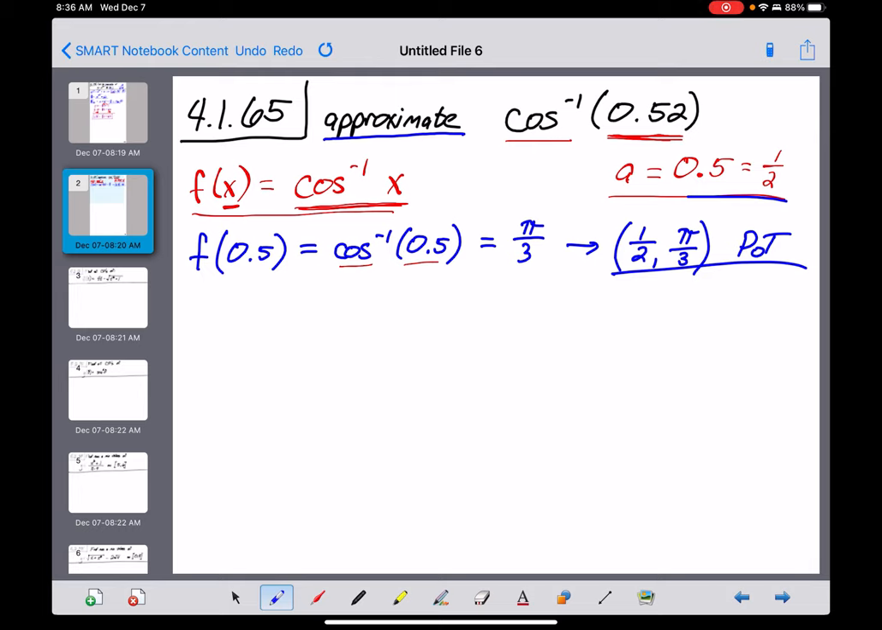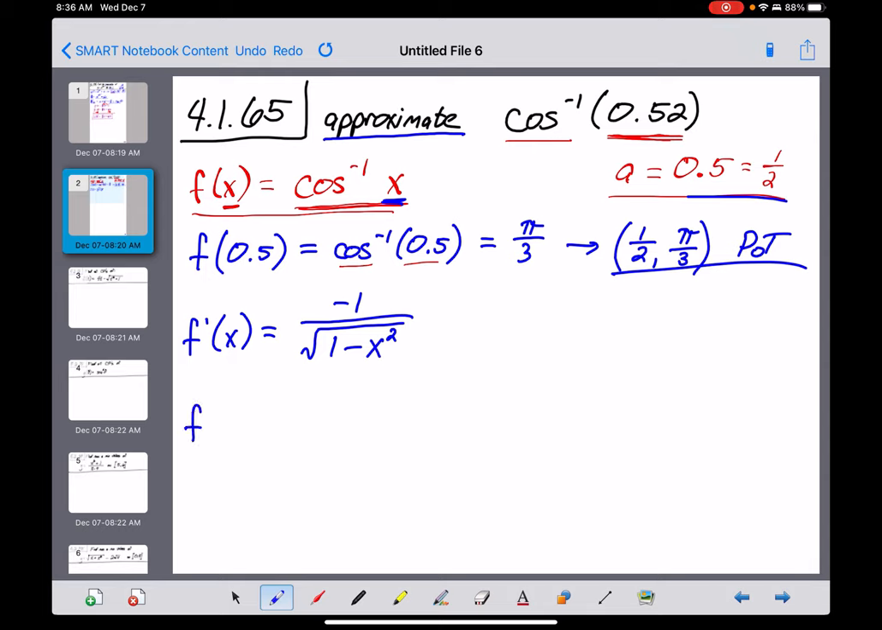We need our derivative now. So f prime of x is going to equal, and we know this from the end of chapter 3, the derivative of inverse cosine of x is going to be -1 over the square root of 1 minus u squared. Well, our u here is just x squared, and then times the derivative of u, that's just a 1. So that's it for the derivative.